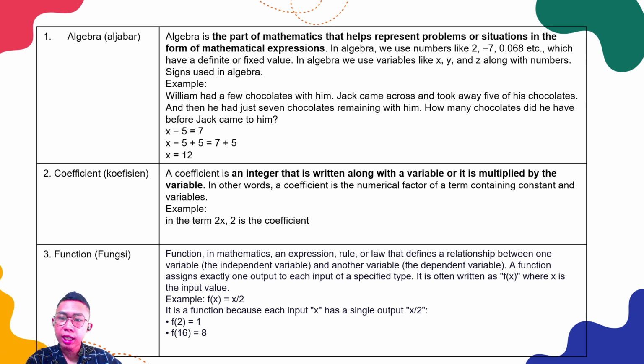A function assigns exactly one output to its input of a special type. It is often written as f(x), where x is the input value. Example: f(x) is equal to x per 2. It is a function because its input x has a single output, x per 2. So f(2) is equal to 1, and f(16) is equal to 8.